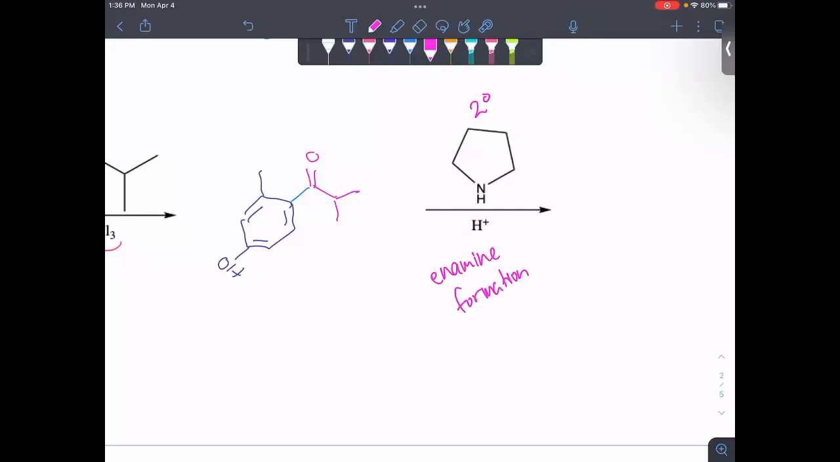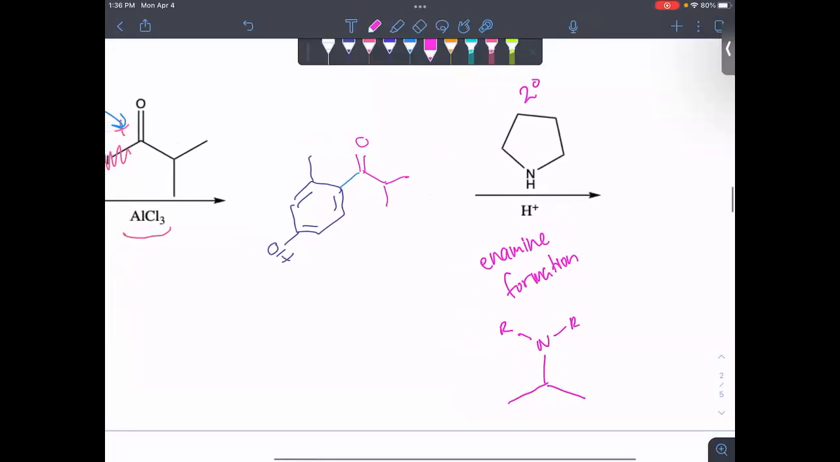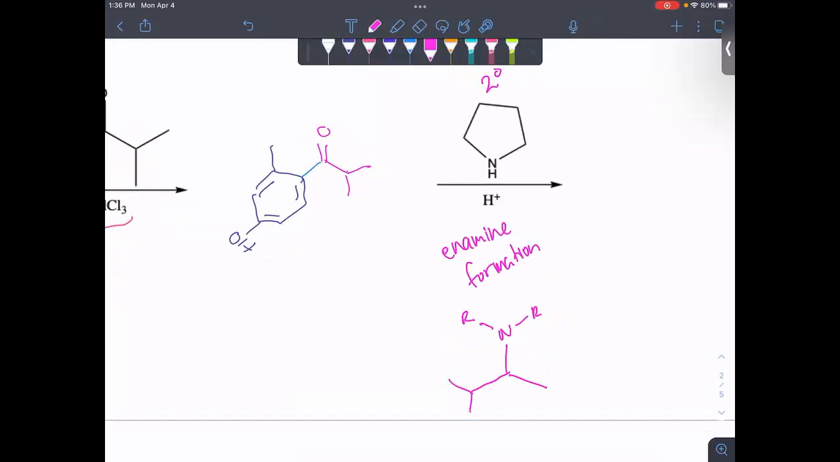And as a reminder, the enamine functional group looks like this. The secondary amine on top, and then this bottom half down here is what the original carbonyl was. So we went from our ketone, gave it a secondary amine, and then get this as the enamine product.